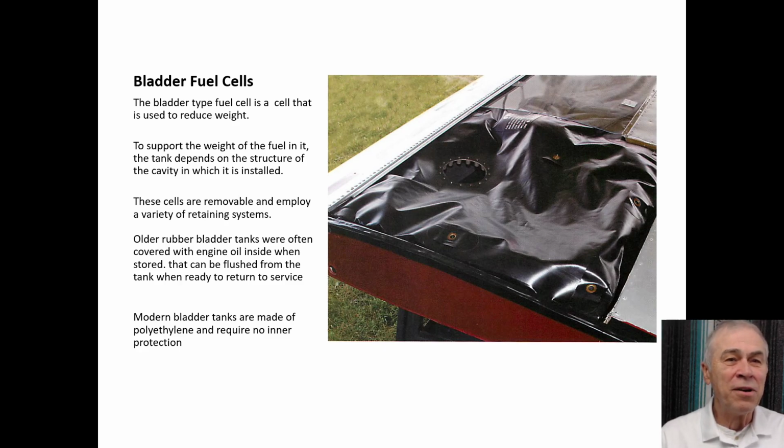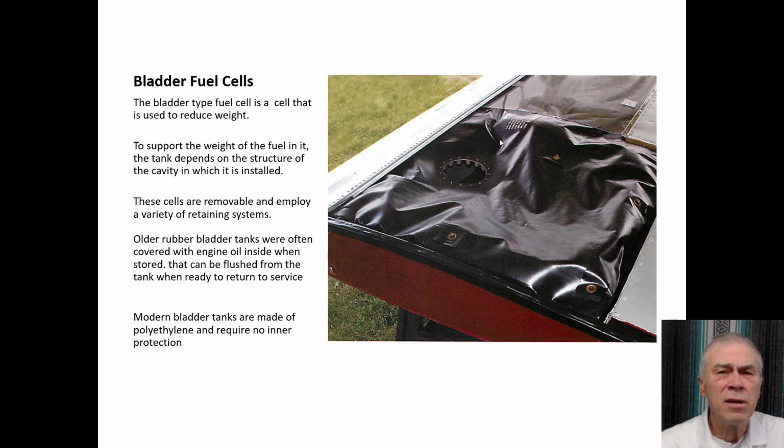Older rubber bladder tanks were often covered with an engine oil inside when stored, and that can be flushed from the tank when ready to return to service. Not so much anymore. Modern bladder tanks are made of polyethylene and require no inner protection, but a lot of the older questions on bladder cells still have to do with using an engine oil or another type of oil in order to store it or to protect it.